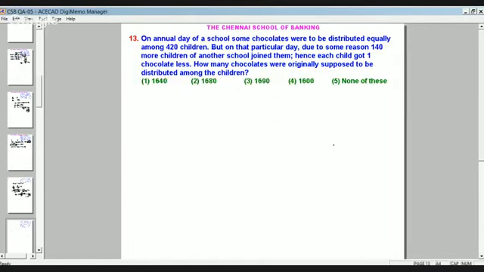நெக்ஸ்ட்டு 13th. டோட்டல் நம்பர் ஆஃப் சாக்லேட் எக்ஸ்ன்னு வச்சுப்போம். இந்த பர்டிகுலர் நம்பர் ஆஃப் சாக்லேட்டு 420 சில்ட்ரனுக்கு டிஸ்ட்ரிபியூட் பண்ணும். பட்டு பர்டிகுலர் டே டியூ டு சம் ரீசன் 140 மோர் சில்ட்ரன் ஆஃப் அனதர் ஸ்கூல் ஜாயின்டு வித் தெம். இப்போது 420 ஸ்டூடெண்ட்டுக்கு பதிலா 560 ஸ்டூடெண்ட்டுக்கு டிஸ்ட்ரிபியூட் பண்ணும். ஈச் சைல்டுக்கு ஒன்று கம்மி ஆயிடுச்சு. தென் கொஸ்டின், ஹவு மெனி சாக்லேட் வேர் ஒரிஜினலி சப்போஸ் டு பி டிஸ்ட்ரிபியூட்டட் அமாங் த சில்ட்ரன்.